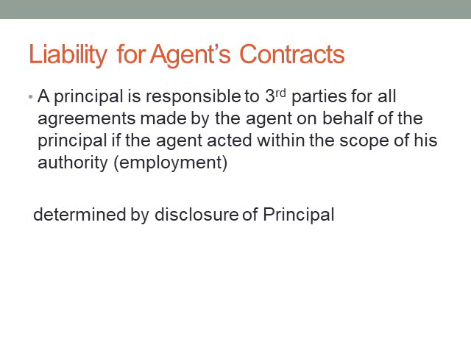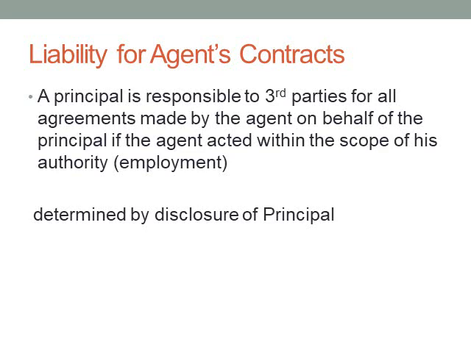Liability for agents' contracts. The principal. Generally, a principal is responsible to third parties for all agreements made by the agent on behalf of the principal if the agent acted within the scope of his or her authority. You may even see it as within the scope of their employment. We're going to use that interchangeably. They must act within the scope of their authority or employment. And the liability will relate to things like contracts, and to torts like negligence, but we're going to talk about liability for agents' contracts right now.